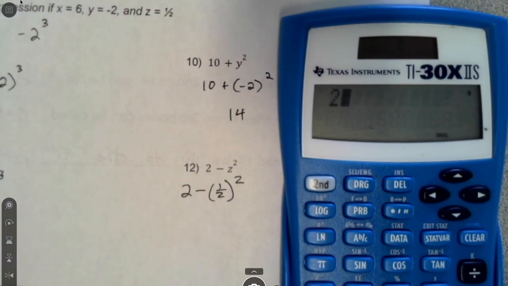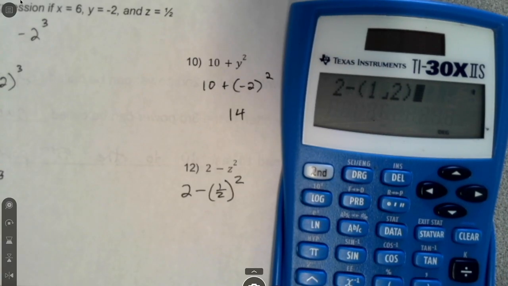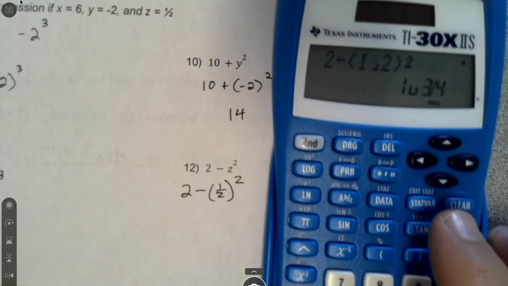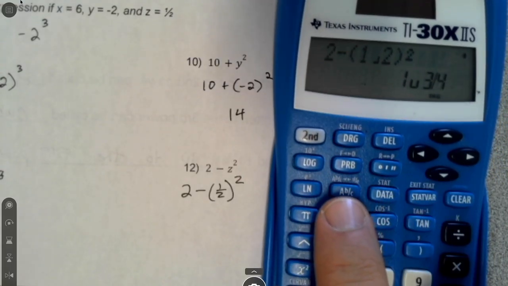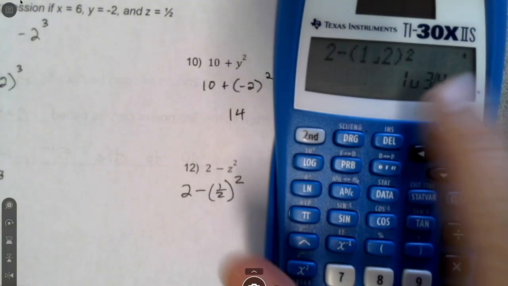So 2 minus parentheses 1/2, close the parentheses, square it. So we get 1 3/4. You can write that as your answer. Or if you notice, I used this button right here to do my fraction, and that'll give you a fraction as your answer, which is fine. You can say 1 3/4 is your answer.